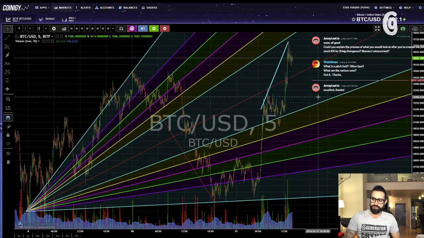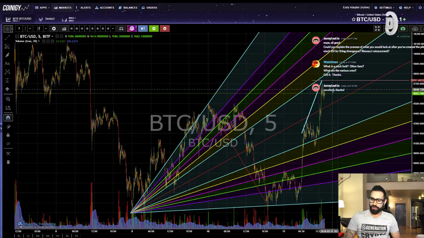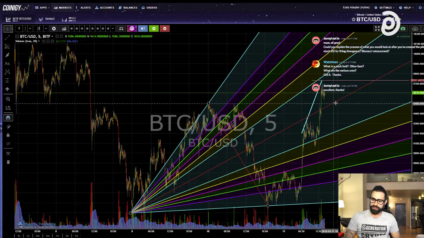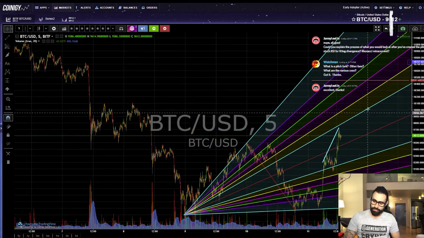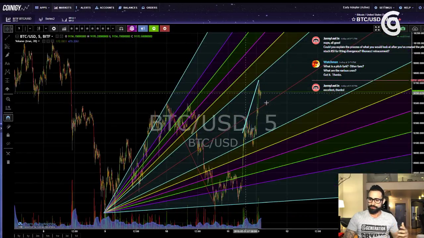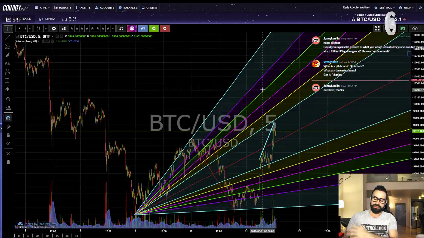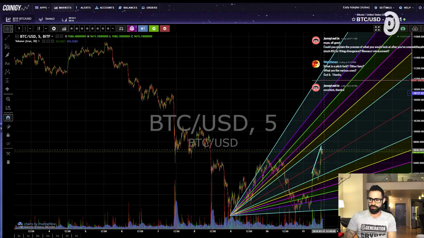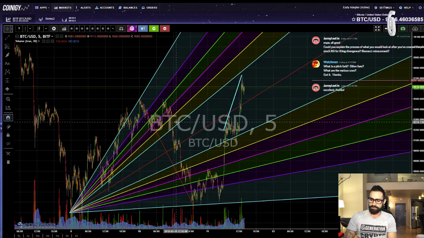Not sure if we're going to test that 92 range again. But once we get this next correction on the RSI down here and we get another parabolic move up, which I'm hoping we get, BTC continues this uptrend. And if not, well, this was probably a dead cat bounce, and we'll reassess it.